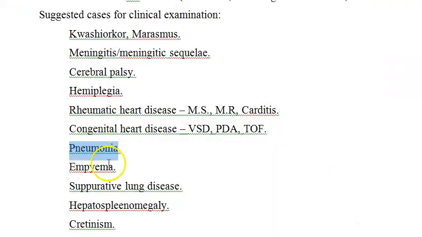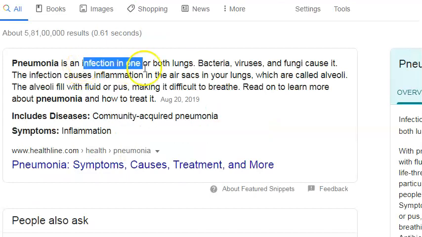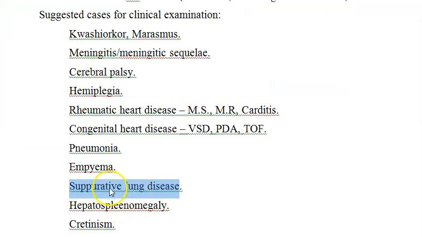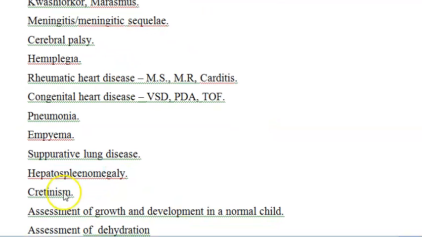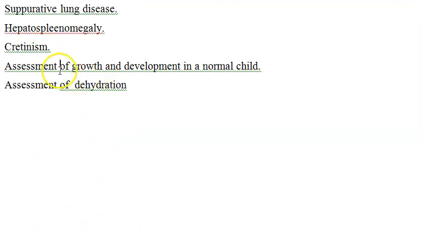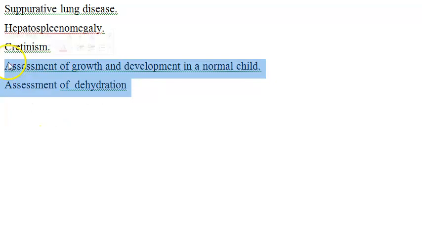Pneumonia, you should know, empyema, pus in the pleural fluid. Pneumonia is infection of lung, okay, and what else you want to know about? Empyema is pus in the pleural cavity, pleural fluid. Suppurative lung disease, they can give you a case of suppurative lung disease, they can give you hepatosplenomegaly, the organs, the liver and the spleen have enlarged. Cretinism is what? Hypothyroidism in children. So, cretinism. Assessment of growth and development in a normal child. And they can ask you to assess dehydration.